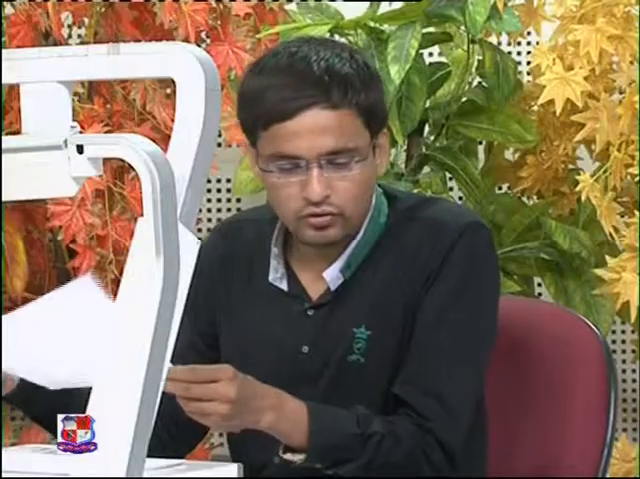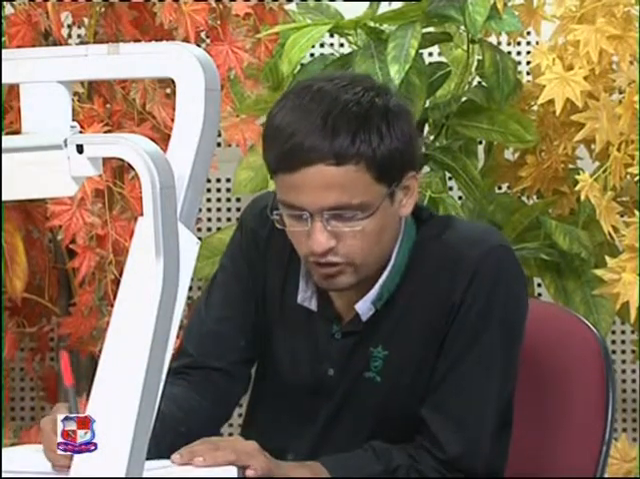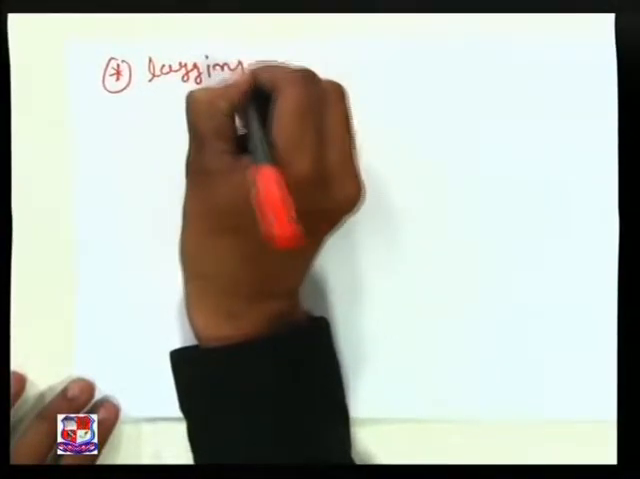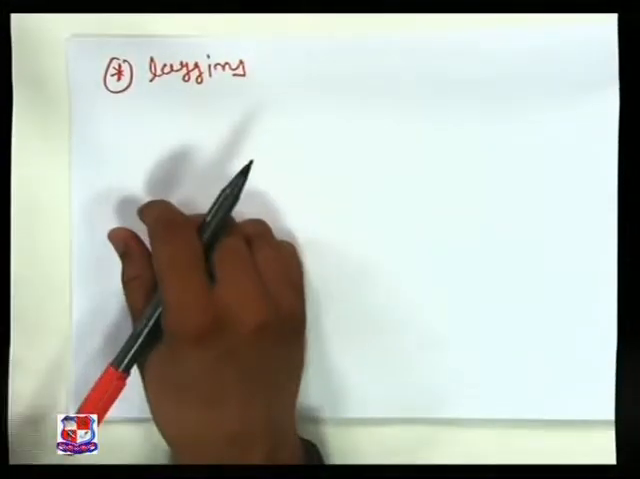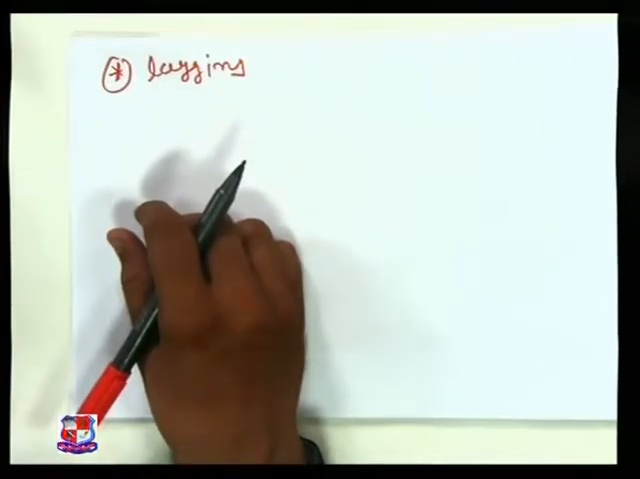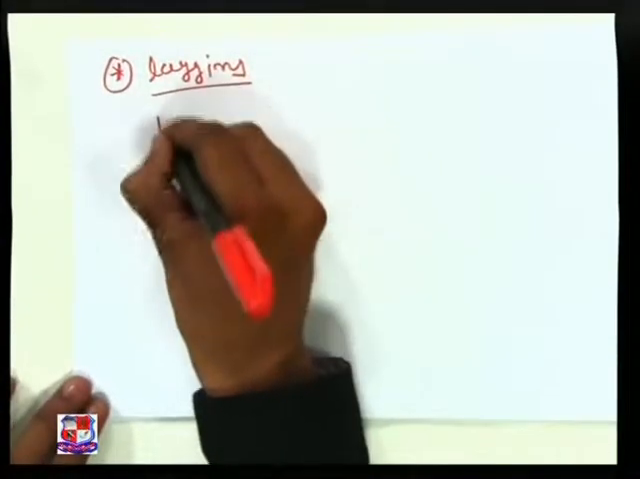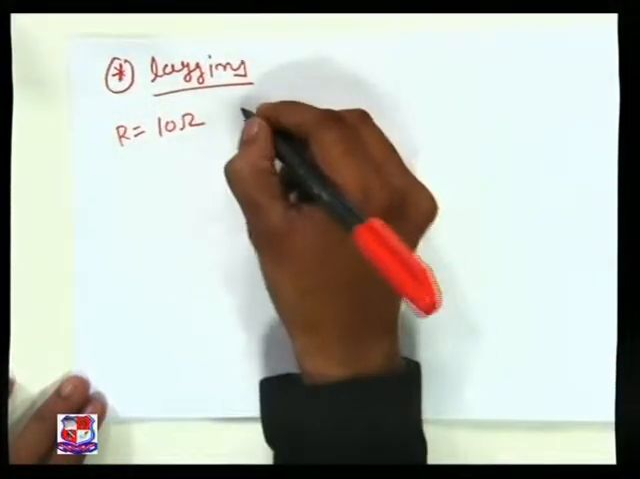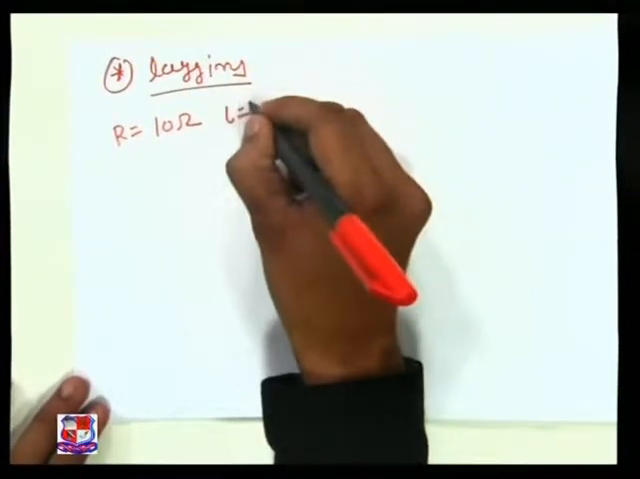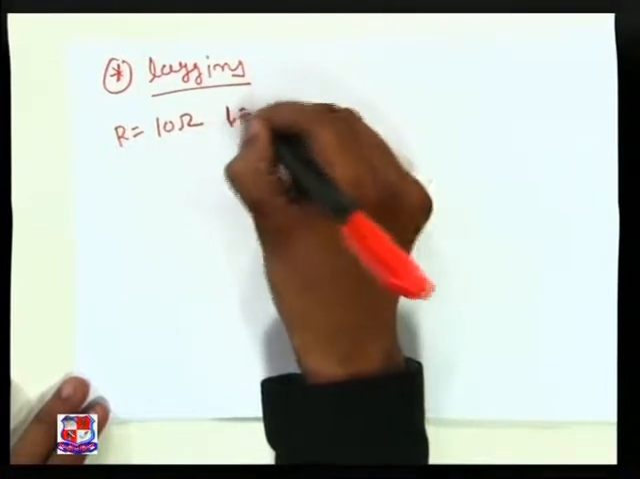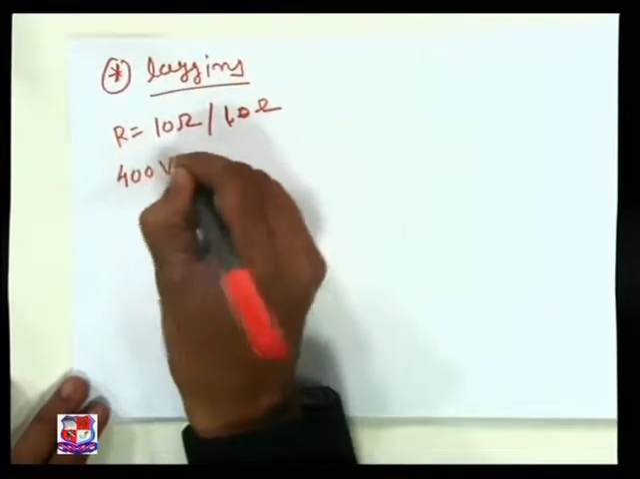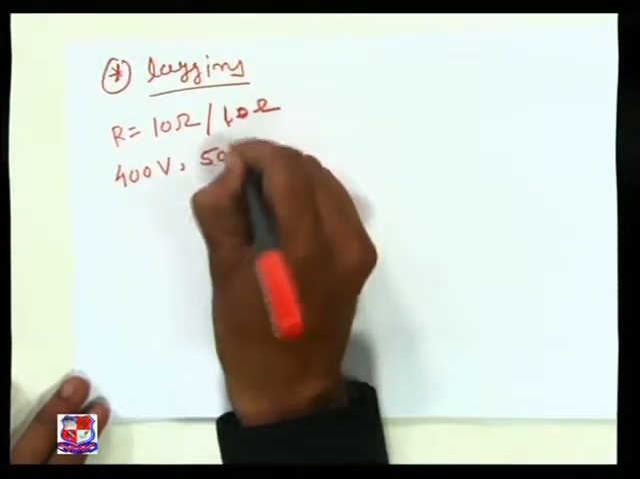Next, the concept of lagging. Find three identical coils, each with a resistance of 10 ohms, so R is equal to 10 ohm, and each also has an inductive reactance of 10 ohm. We supply 400 volts at a frequency of 50 hertz.